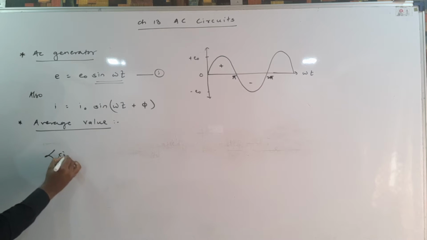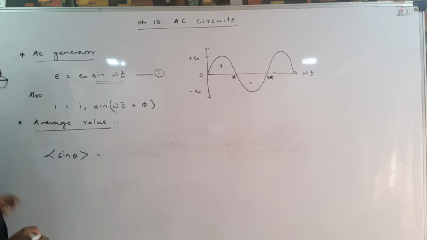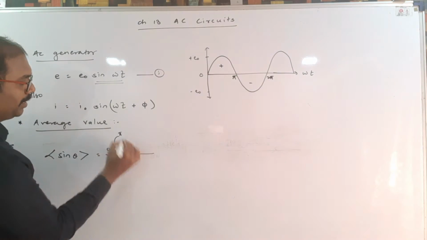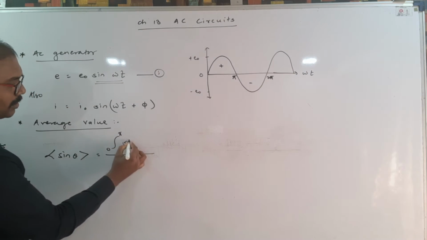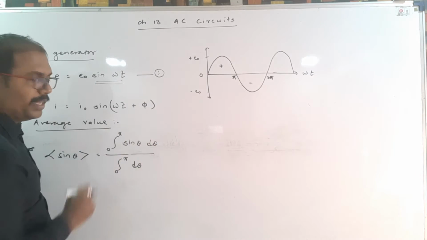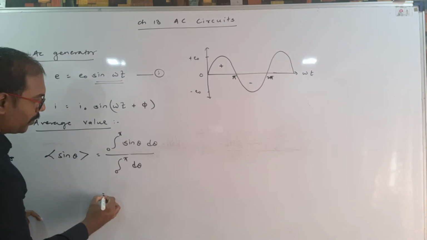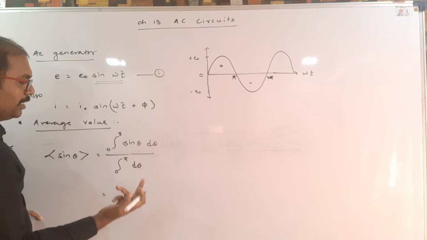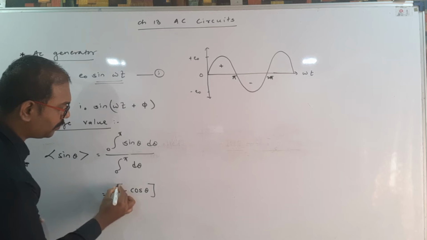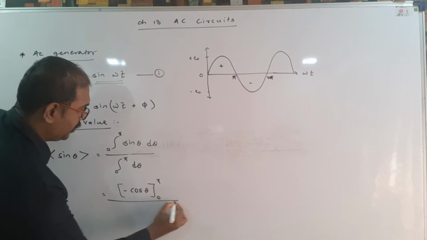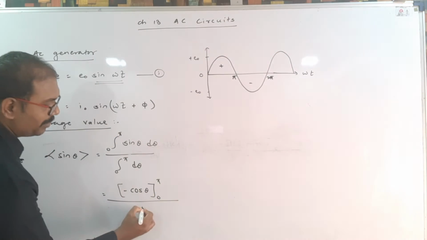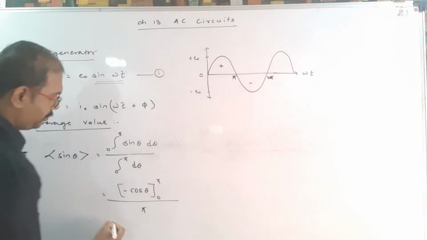So the average of sin θ over a half cycle is given by the formula, integral from 0 to π of sin θ dθ divided by integral from 0 to π of dθ. By this formula we get the average. Now here, integration of sin θ dθ is how much? It is minus cos θ, and the limits are 0 and π. Integration of dθ is θ, and if we substitute the limit we get π. So we get this formula here.